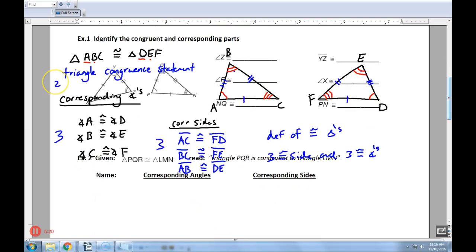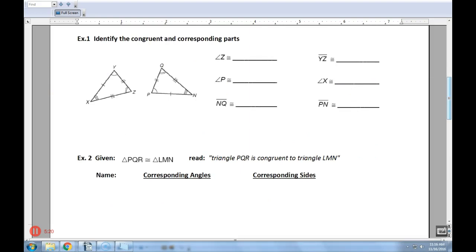So we're just seeing if you can match pieces up. In example 1, angle Z is congruent to who? In my picture Z has 2 arcs, so that looks like it would be angle Q. Angle P has 1 arc, so that's going to go with angle Y. They correspond to each other. Segment NQ has 3, so in my other picture it looks like XZ has 3. I'm just going to not mark all these, but keep going. YZ has 2 arcs, so that looks like it goes with PQ. Angle X has 3 arcs, so that goes with angle N. And PN has 1 tick mark, so that goes with XY.